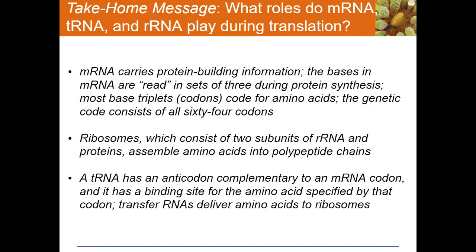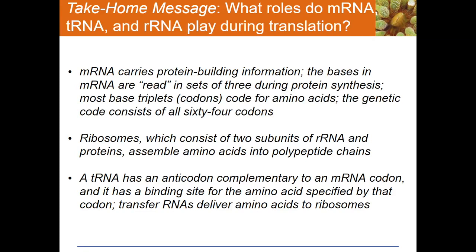All right, so take home message. What roles do the messenger RNA, tRNA, and rRNA play during translation? So turning that messenger RNA into a polypeptide chain. The messenger RNA carries protein building information. The bases in messenger RNA are read in sets of 3 called codons, or triplets. They code for those amino acids to, once again, make that entire polypeptide chain.